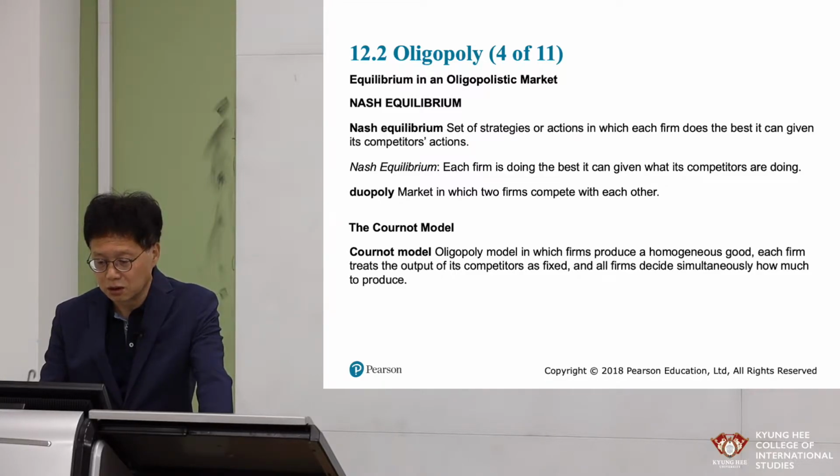First, we studied the Cournot model. The Cournot model is an oligopoly model in which firms produce a homogeneous good. Each firm treats the output of its competitors as fixed, and all firms decide simultaneously how much to produce. Right? So the Cournot model is a quantity competition model.